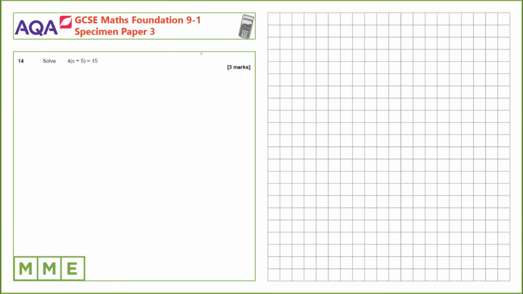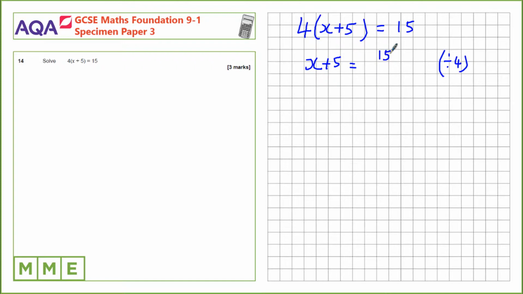Question 14. Solve 4 multiplied by x plus 5 equals 15. The first step in this case, we notice we can divide the whole equation by 4. That would leave us with x plus 5 on this side and a constant on this side. So let's divide by 4. That leaves x plus 5, because this means multiplied by 4, so dividing by 4 will remove it.